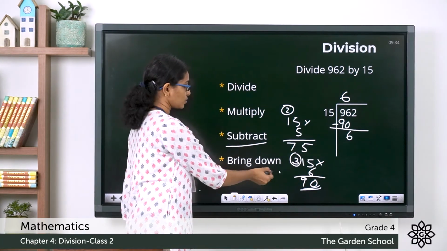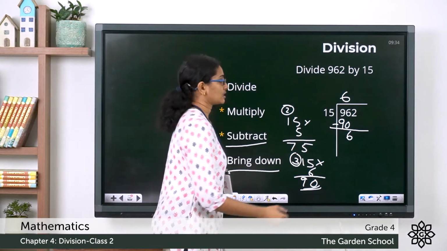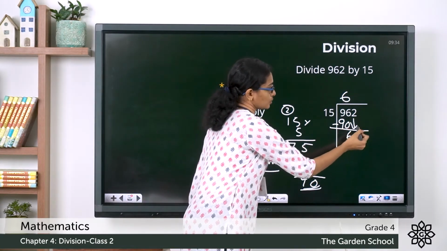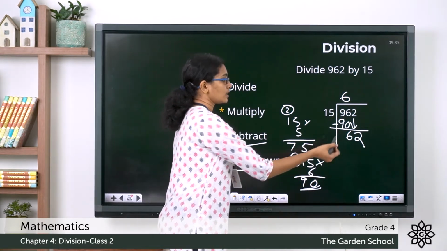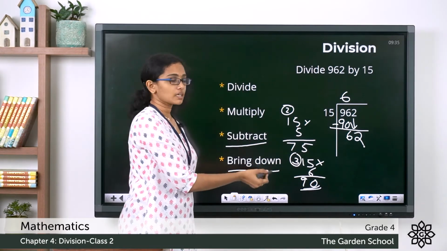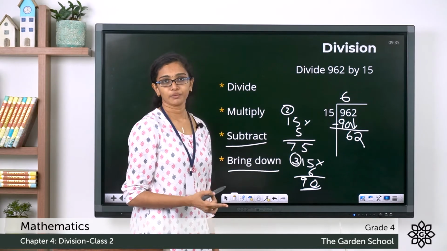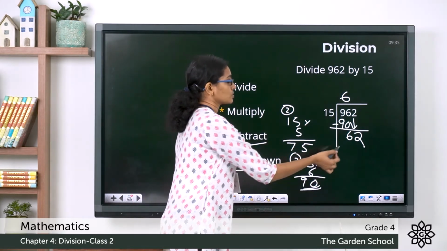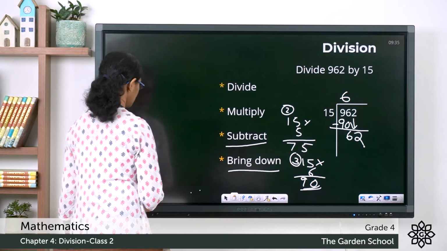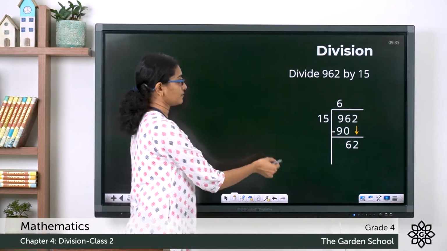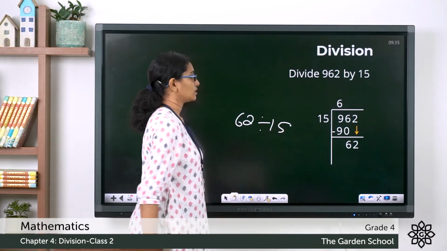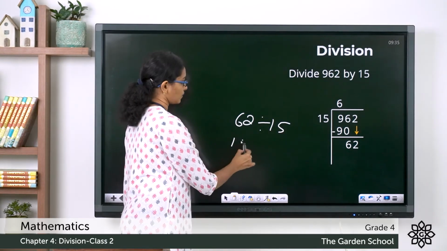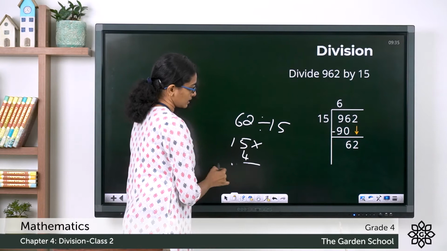Now, the next step is to bring down the next digit. So, we are bringing this 2 down. So, that gives us 2. Now, we are going to repeat these steps until we don't have any more digits to bring down. So, now let's divide this 62 by 15. 62 divided by 15. So, we know 15 4s are 60.